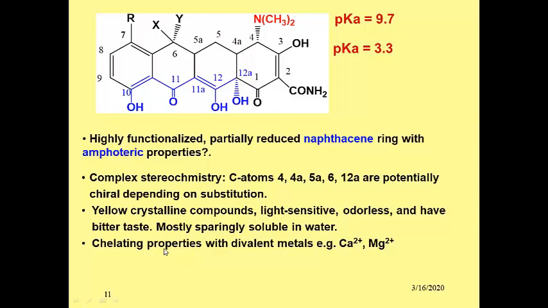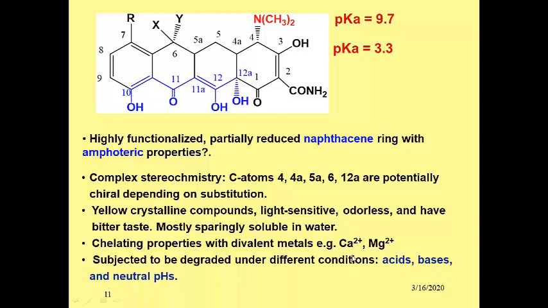Chelate with divalent metal, site of chelation between OH at C10 and carbonyl at C11, carbonyl at C11 with OH at C12, OH at C12 with carbonyl at C1. All these sites are sites for metal chelation, especially divalent metal. We will discuss this in more detail in the tutorial class.